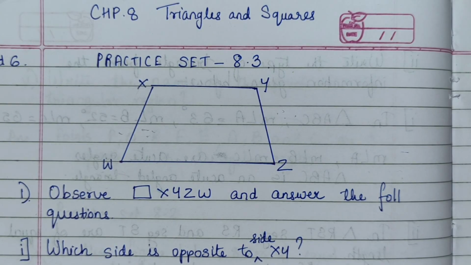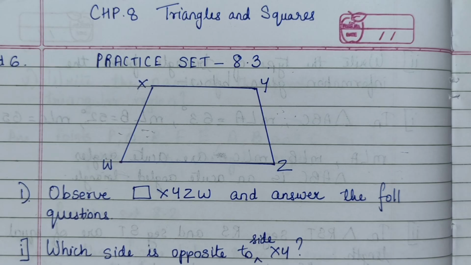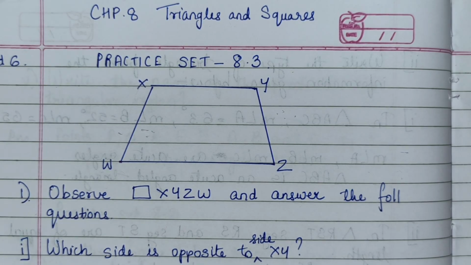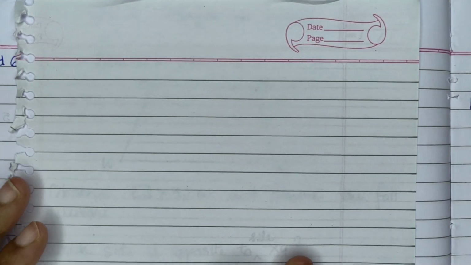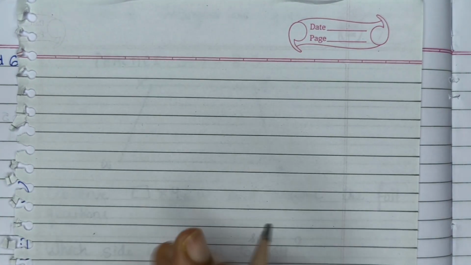Today we will do practice set 8.3 from the chapter Triangles and Squares. Now see, in this practice set we will learn about the quadrilateral. First of all, let's understand this. Before we begin with the practice set, children, just understand what is a quadrilateral.